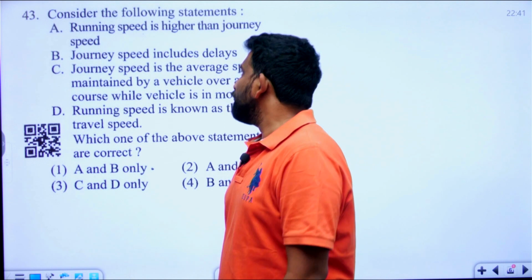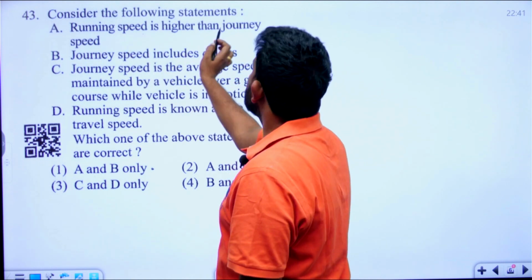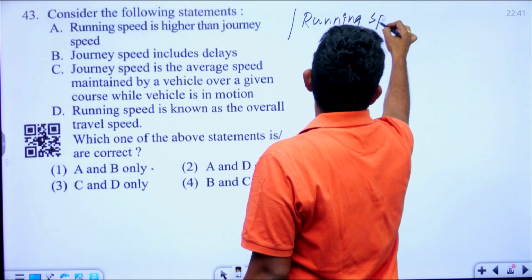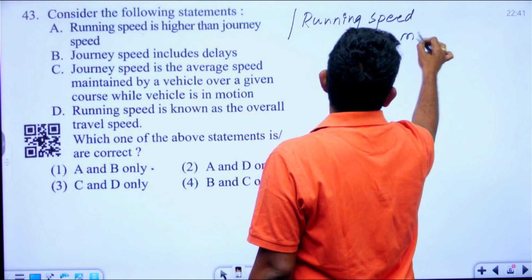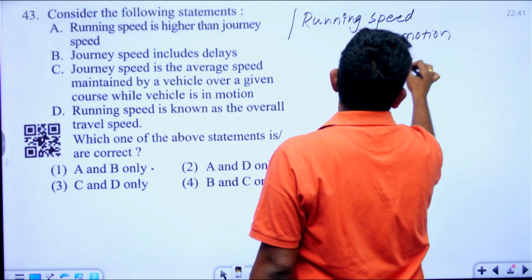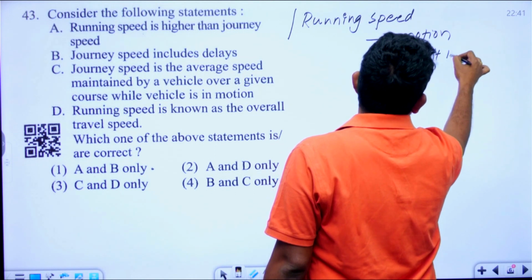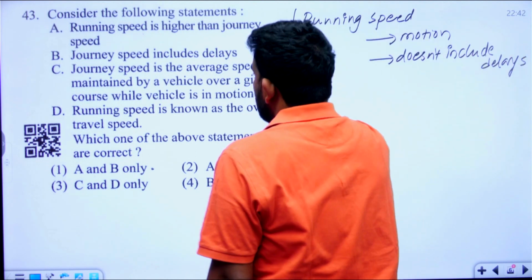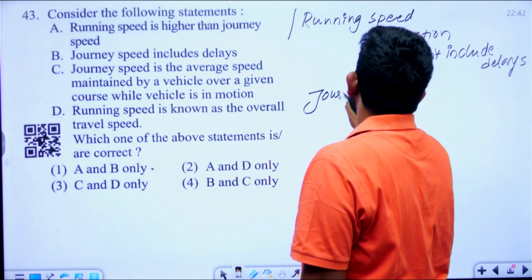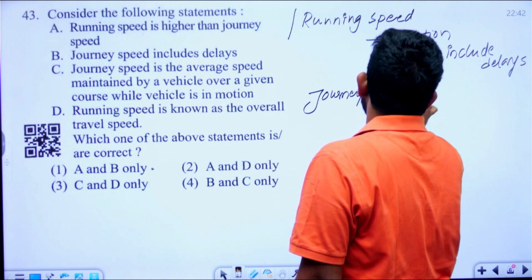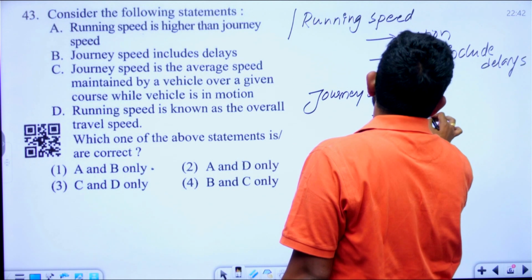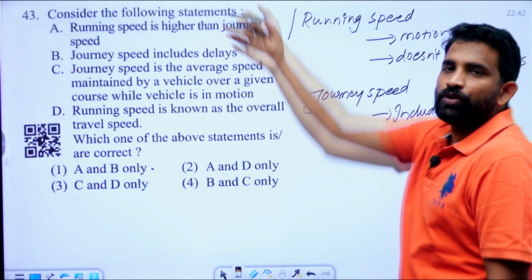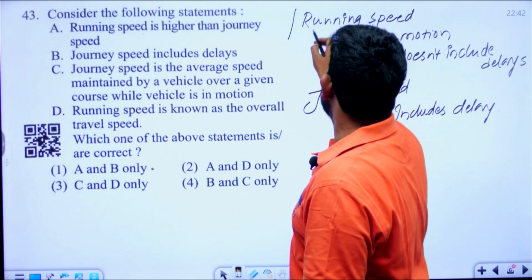See here, beta. Running speed is higher than journey speed. Simply remember, running speed is the speed that is maintained only in motion, and it doesn't include any delays. At the same time, one more speed is there, that is journey speed. This journey speed includes delays. Remember this, it includes delays. That means there will be a delay in the vehicle moving towards its destination. So two types of speeds are there here, running speed and journey speed.